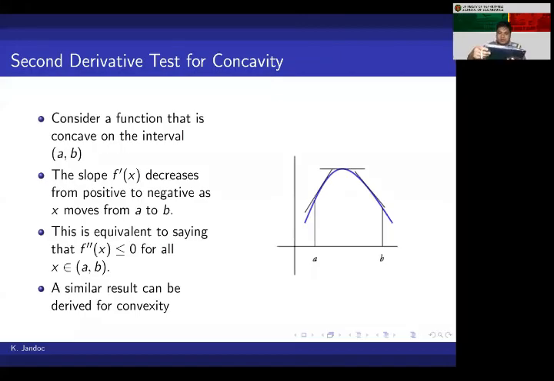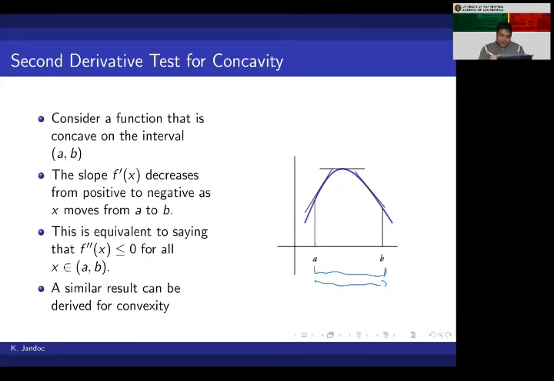Now consider the graph on the right. So you know that this graph is concave. Now, suppose we have 2 points A and B here, and there's an interval A and B here. Now, as you go from A to B, what do you notice?